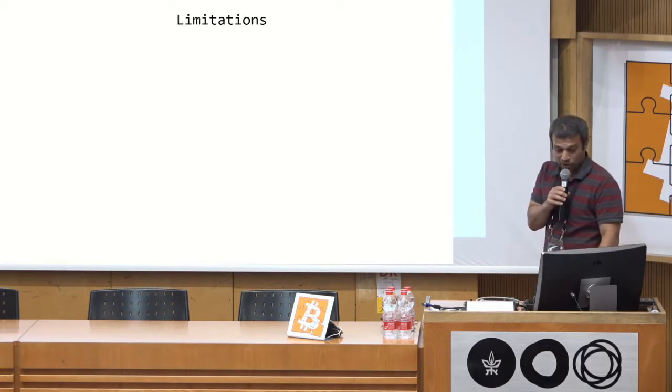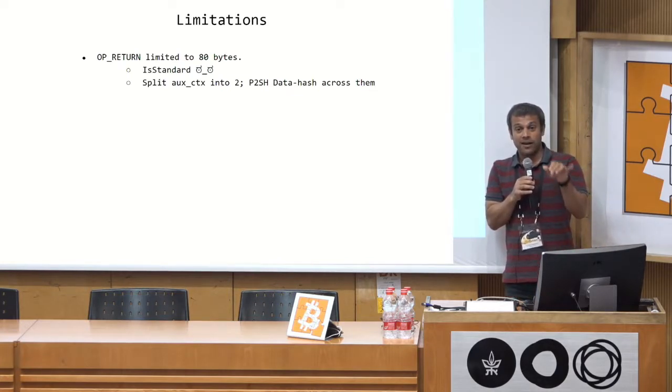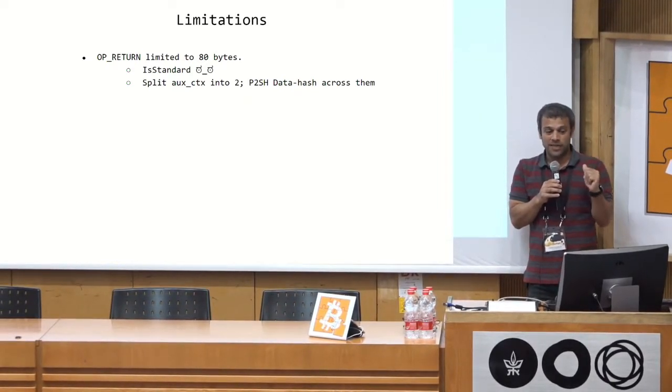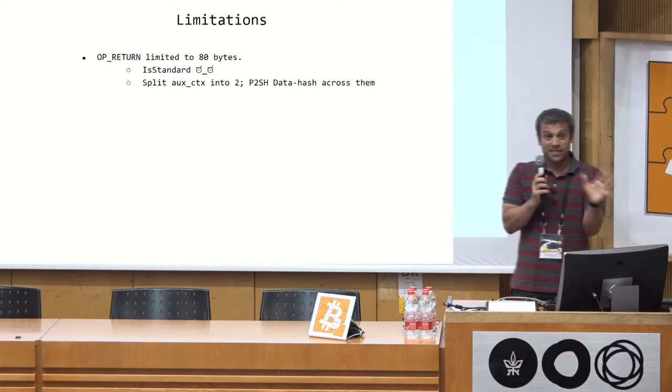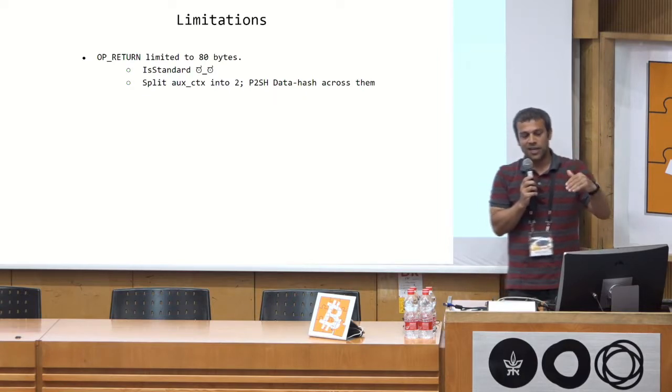What are the limitations? Can we do this right now? OP_RETURN is limited to 80 bytes, and our encrypted justice transaction will be approximately 400-ish bytes. So what do we do there? It's not a Bitcoin consensus thing. It's more of a Bitcoin Core thing where they have this standard limitation, which is on top of the consensus rules. So there is a way to get around this.